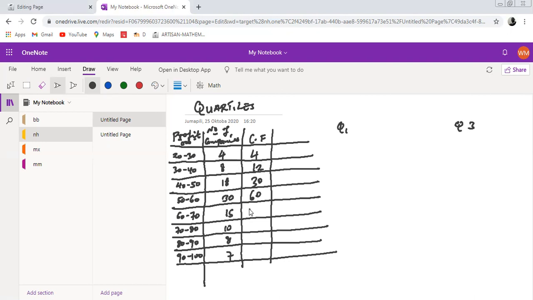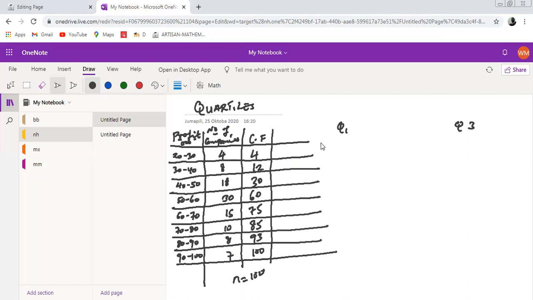60 plus 15 is 75. 75 plus 10 is 85. 85 plus 8 is going to be 93. 93 plus 7 is going to be 100. So the total frequency, our N, is going to be 100 here.